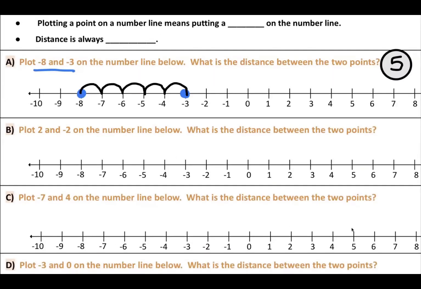Go ahead and complete example B, then come back to the video to check your work. All right, for example B, it says 2 and -2. I've plotted your points. And then when we count the distance, 1, 2, 3, 4. And that makes sense because 2 and -2 are both 2 spaces from 0, so they are 4 spaces apart.